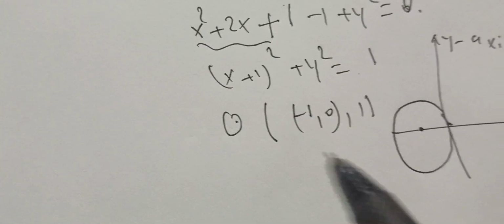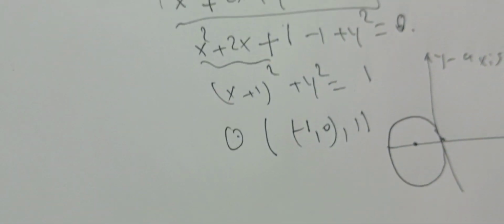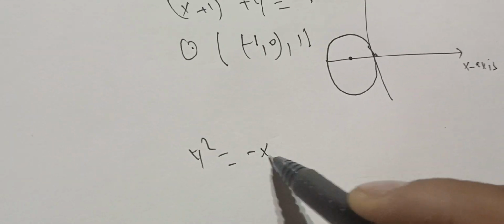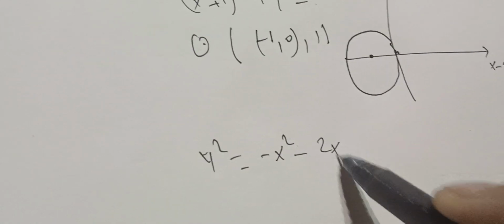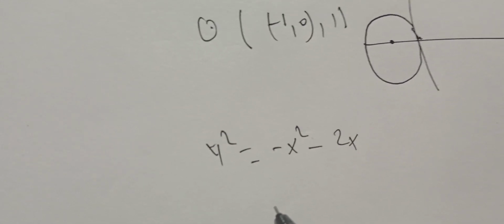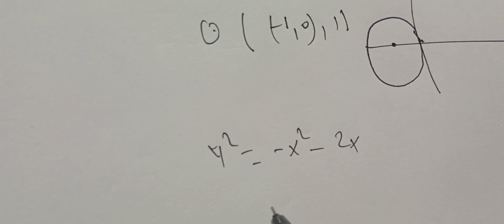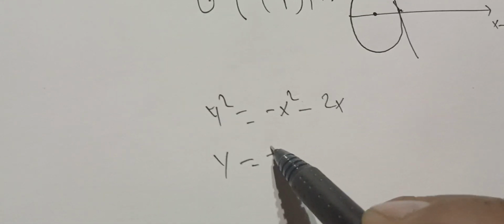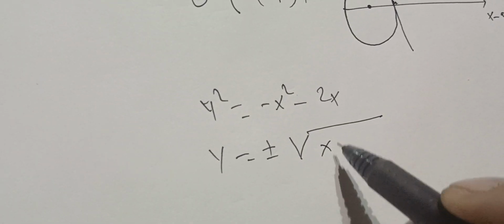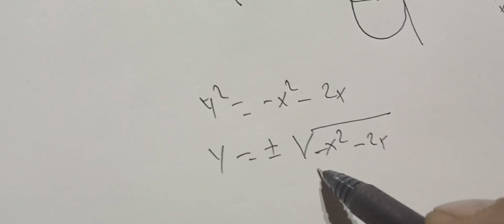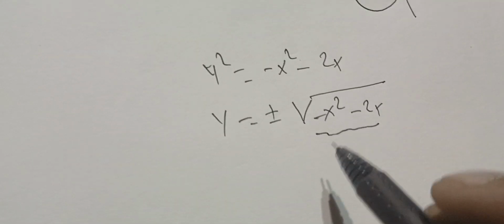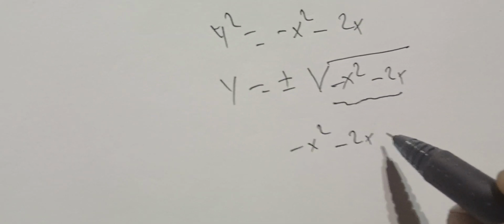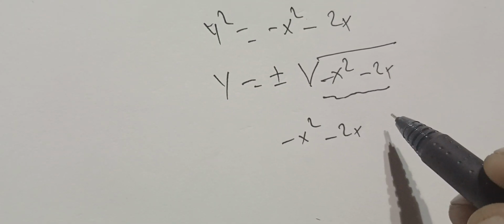Another way that we can use to solve for the set of points is we can write y squared is minus x squared minus 2x. And after that, we can just take the square root: plus or minus the square root of minus x squared minus 2x. We need to have one condition here. We need to have minus x squared minus 2x bigger than 0.